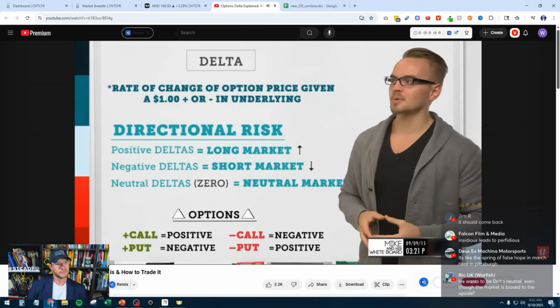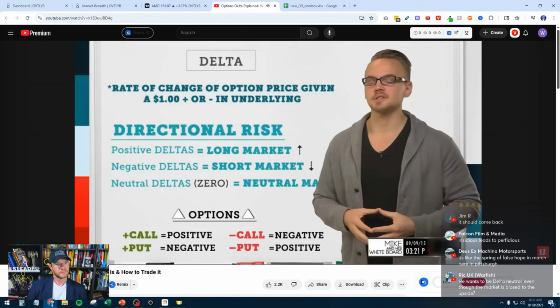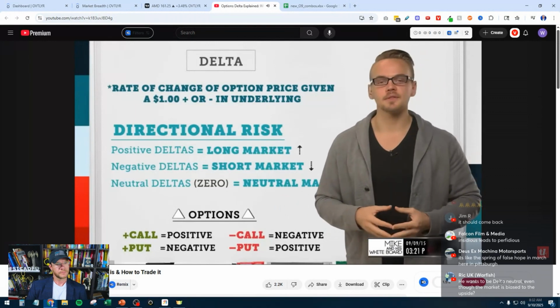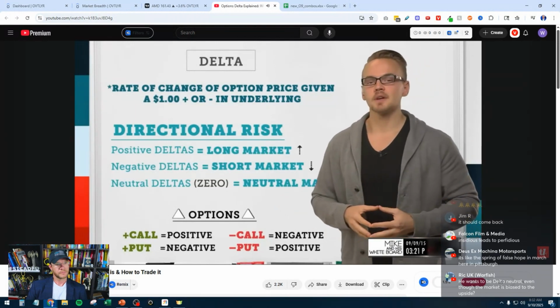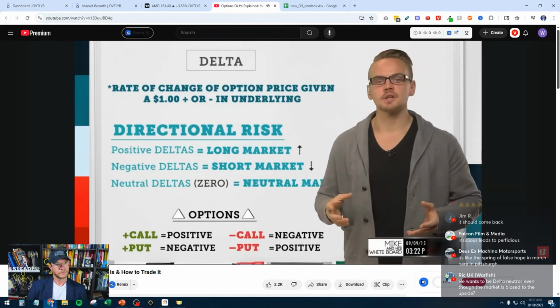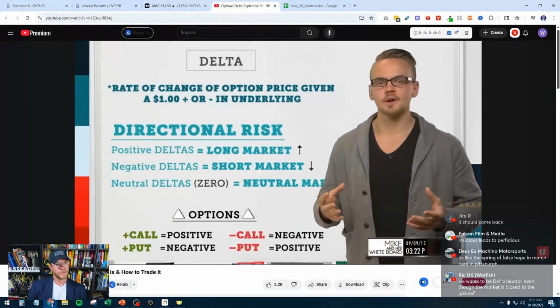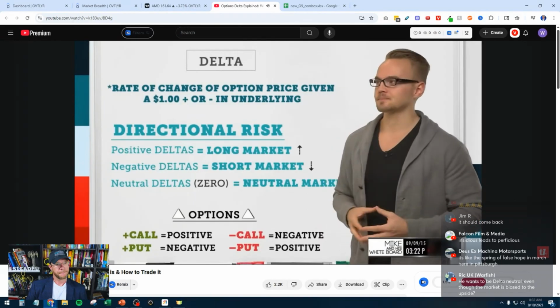With a short put, it's just the opposite of a long put. If I'm long a put, I want the underlying to go down. If I'm short a put, I want the underlying to go up. So that's a pretty quick way you can visualize the options and how the options are going to have these deltas when you're trading them.